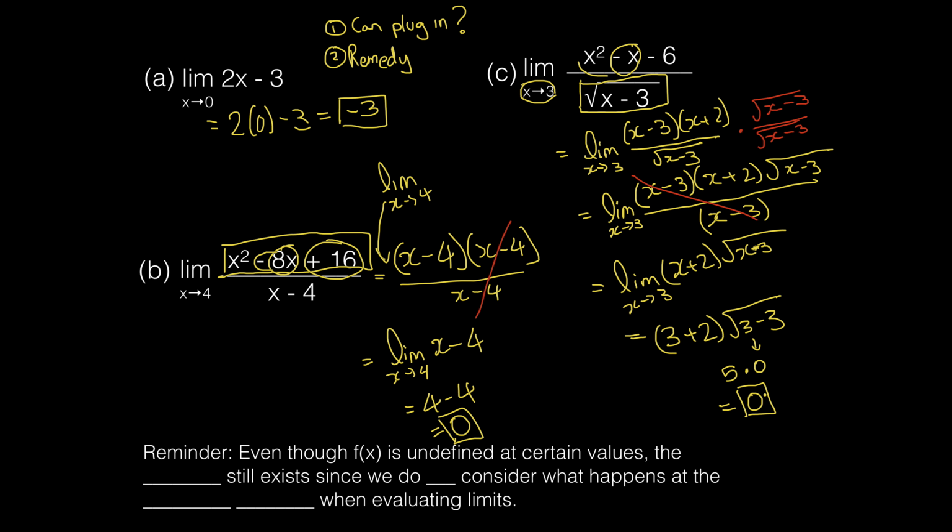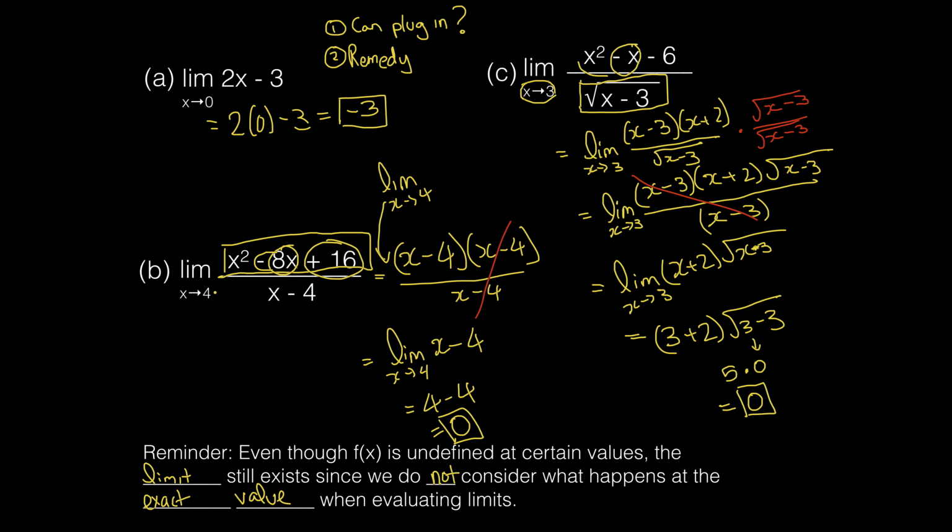Okay, there are our answers. So just one final reminder before we end this video. Even though f of x is undefined at certain values, the limit still exists since we do not consider what happens at the exact value when evaluating limits. And as you can see, in both of these examples, we couldn't find what f of 3 was, or g of 3, whatever. But we could find the limit because we only consider values that this thing gets really close to as it gets to 4.